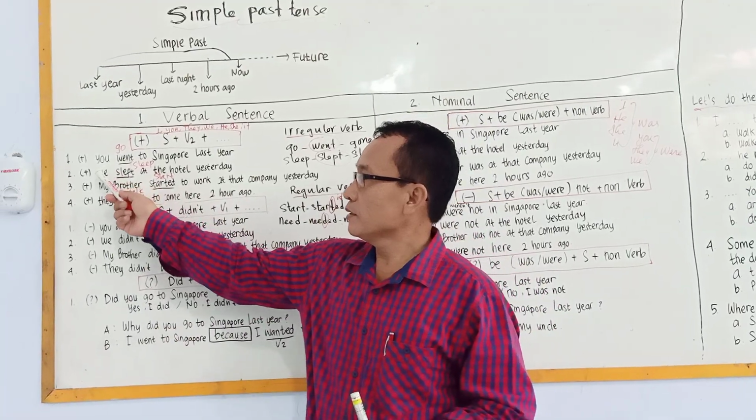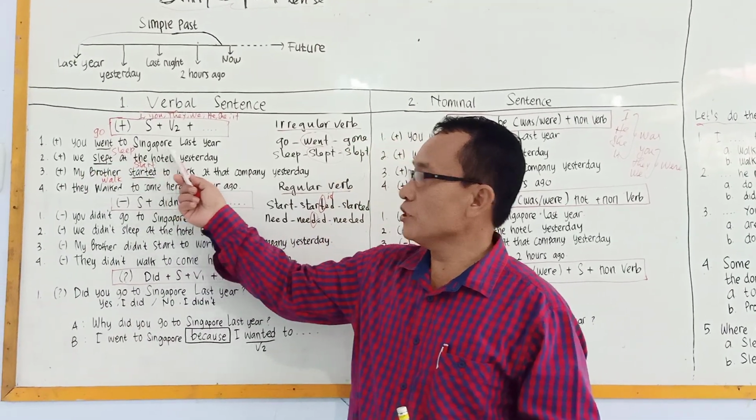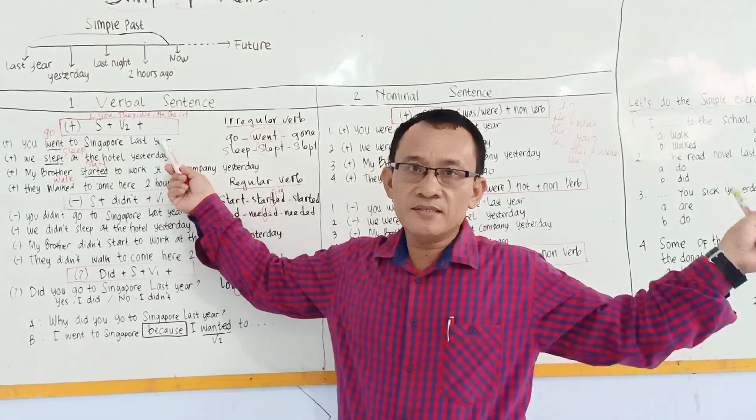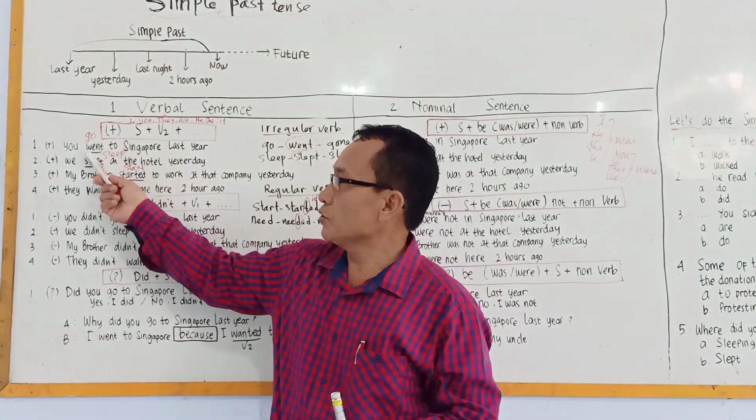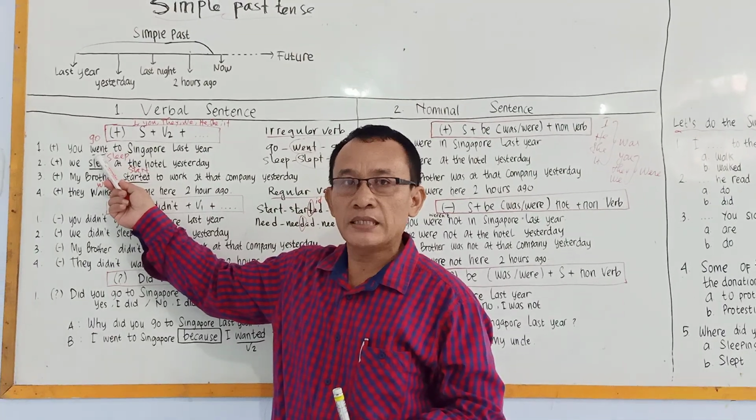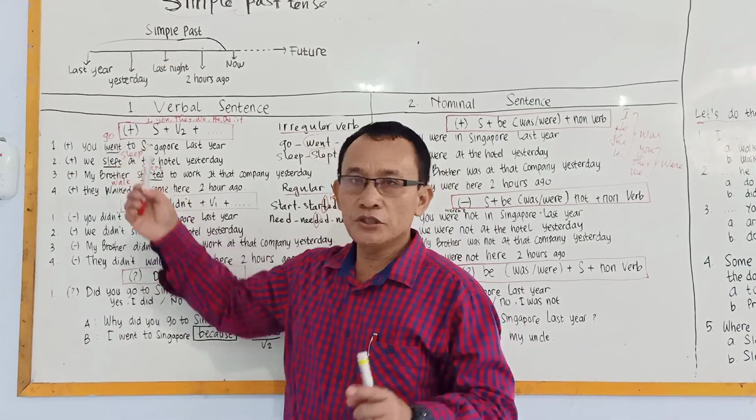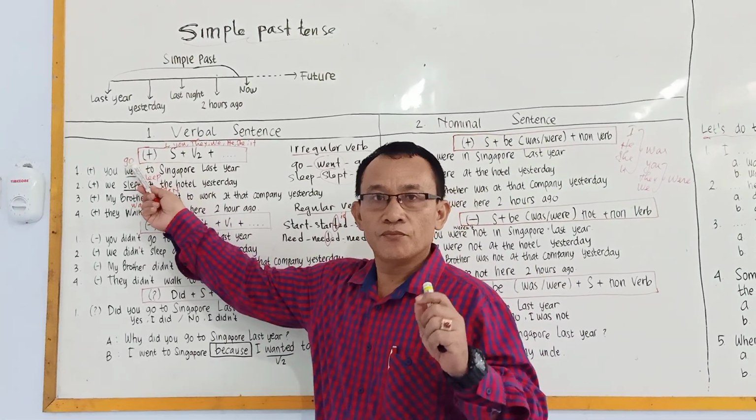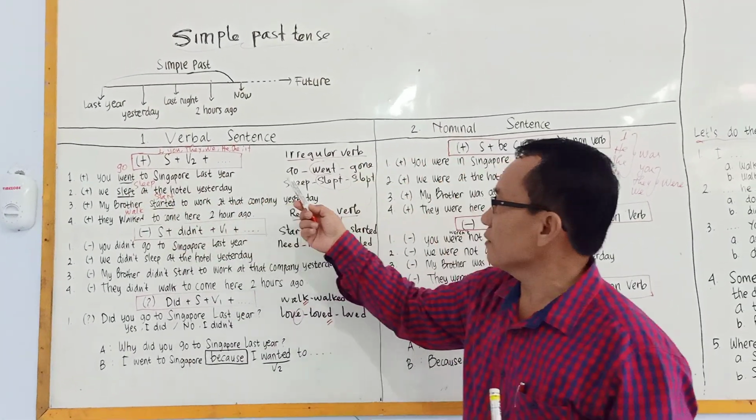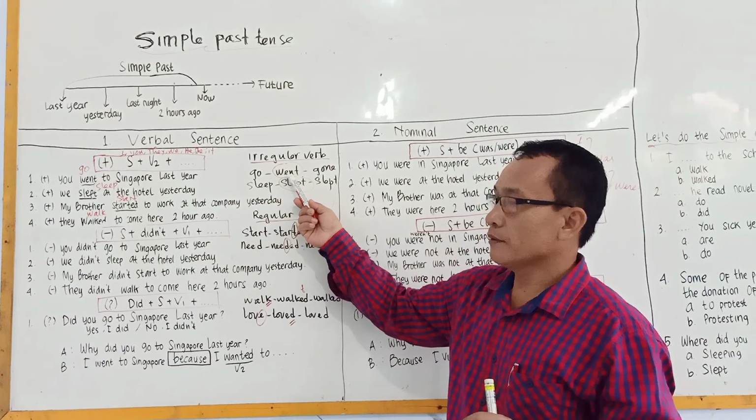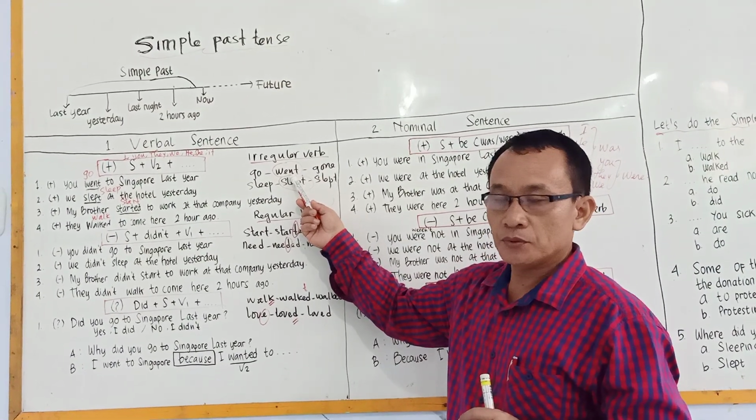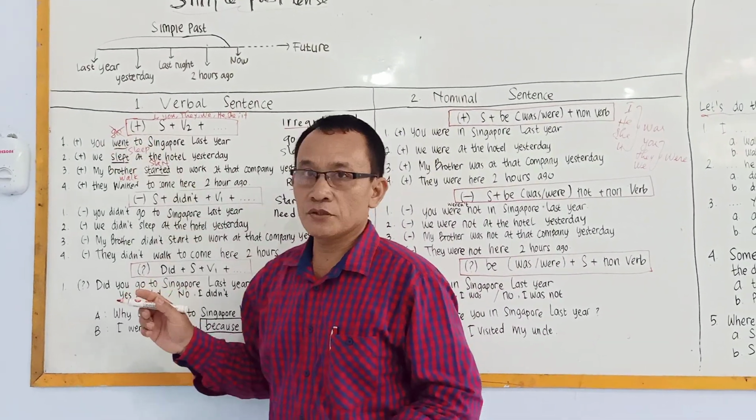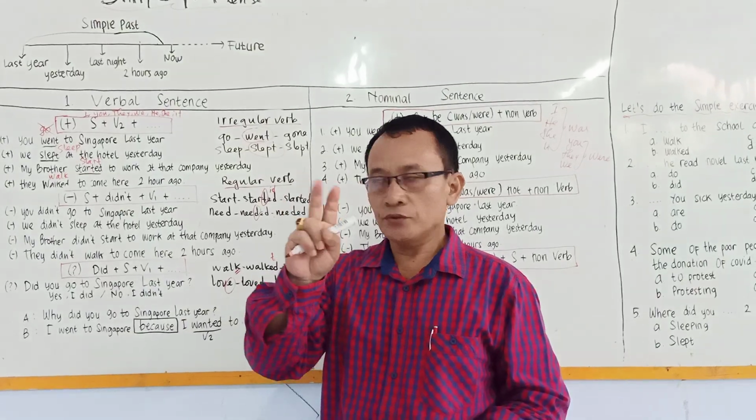Number one. You went to Singapore last year. Last year, so you can use went. Went comes from go. You don't need to use go because go is verb 1. Go, verb 2, went. So you don't need to use go because it must be verb 2.